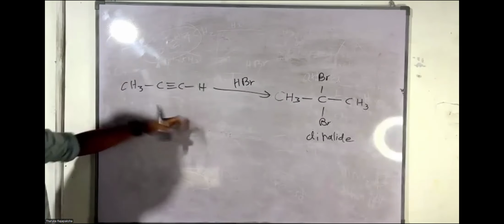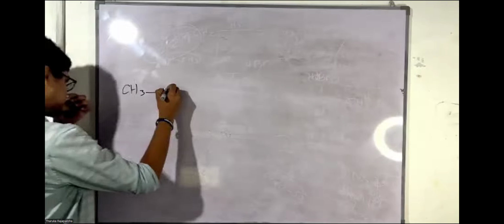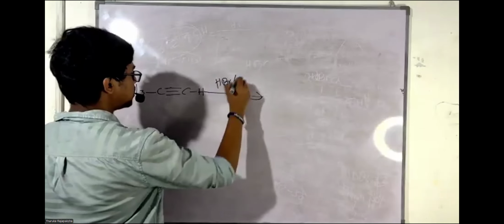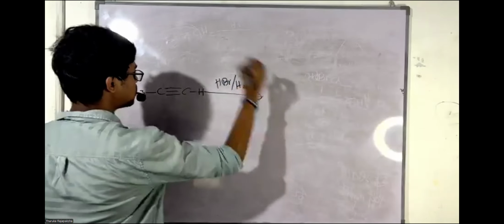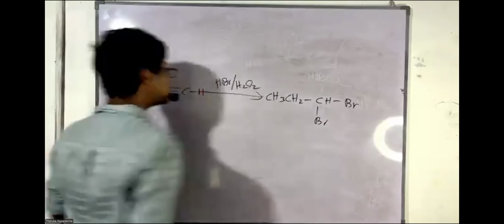Hydrohalogenation type number 2. So the other version of the reaction you can write is the same thing, just the Br is attaching to the terminal carbon in this case. So CH3, C triple bond carbon, H, and we add HBr, H2O2, and then the 2 Brs will attach to the terminal carbon, right? 2 Brs will attach to the terminal carbon. Right? So there you go.